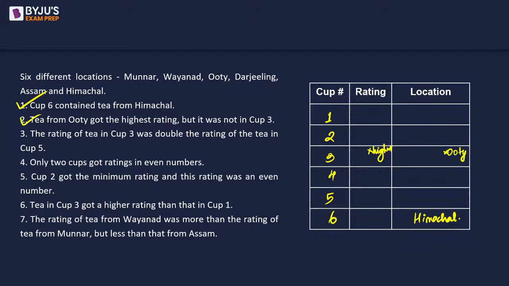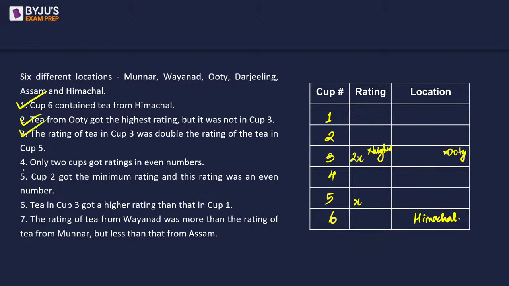Okay. Next, the rating in Cup 3 was double the rating of the tea in Cup 5. So if the Cup 5 rating is X, then the Cup 3 rating is going to be 2X, where 2X is not going to be the highest value. So 2X cannot be 10. And even if 2X is 8, there are numbers more than 8. Also, 2X is going to be even, doesn't matter what X is. Isn't it? Third statement also done.